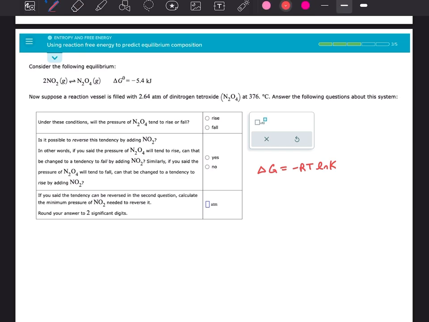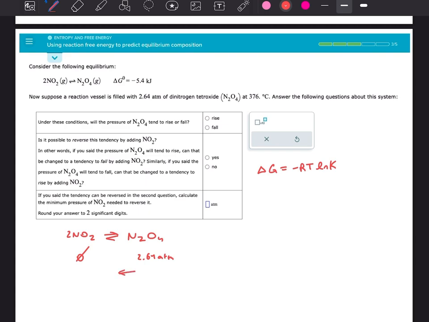We have a reaction vessel, and we fill it with 2.64 ATMs of dinitrogen tetroxide. So if we write out this equilibrium expression, we're saying that we start out by filling a reaction vessel with 2.64 ATMs of this N2O4, right? And we have 0 of this initially. So we know that we need to produce that NO2 since we had 0 of initially. So we're going to be shifting to the left.